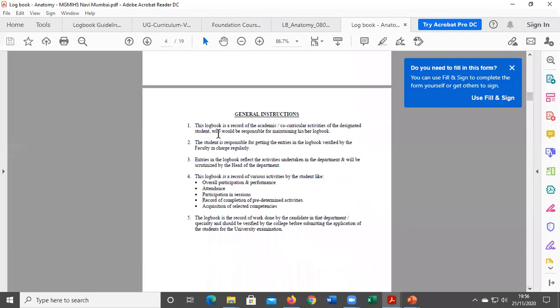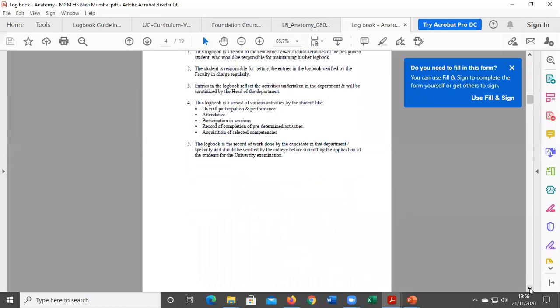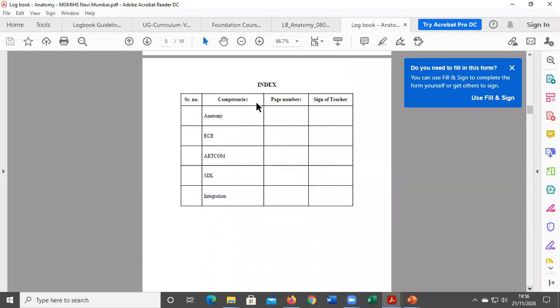Then there are general instructions about the logbook, which are more or less similar to all the patterns that we looked at. Then there is a table of contents. So there is anatomy, ECE, AETCOM, SDL, and integration. These are the broad heads that are listed here.